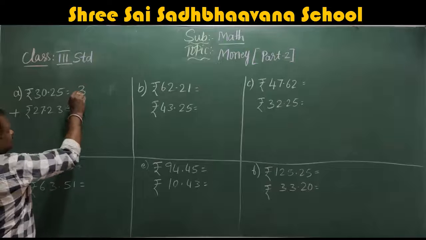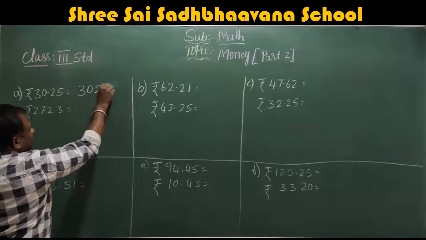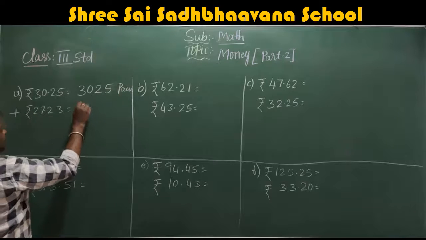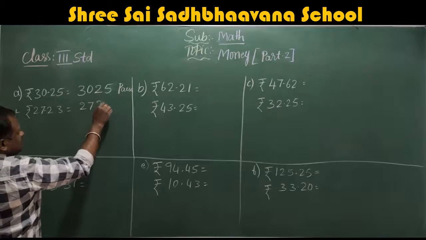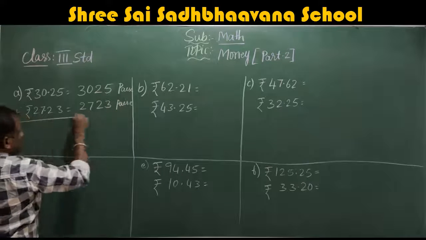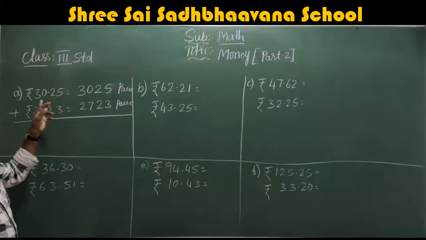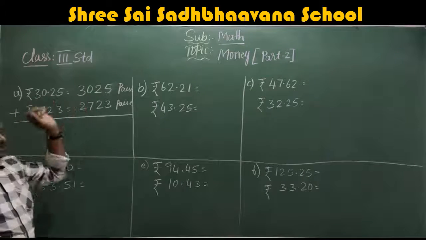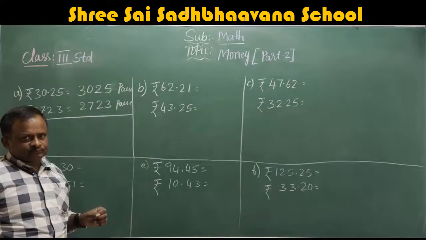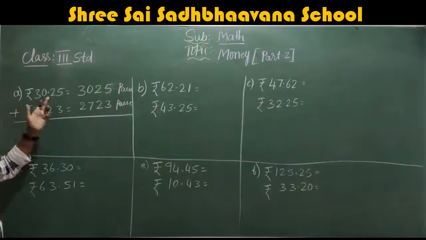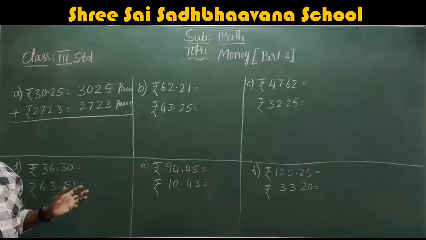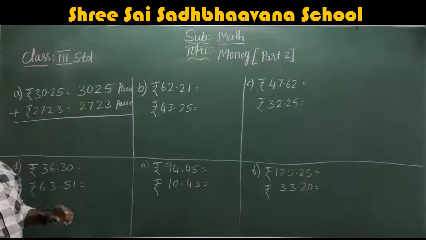So you write 3025 paise plus 27 rupees 23, that is 2723 paise. You know very well, to convert rupees into paise, just remove the decimal and write the number as it is, then it will be converted into paise. I did the same way: I removed the decimal and the rupees sign and wrote the paise.